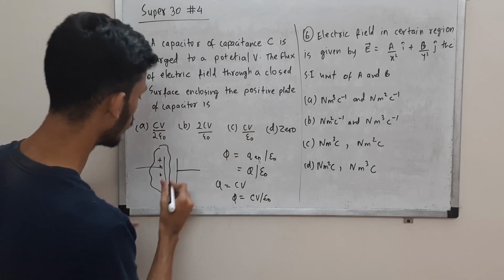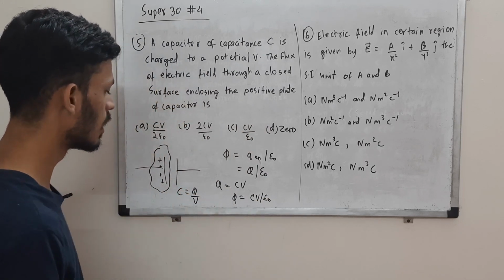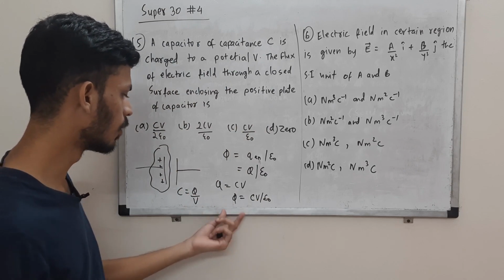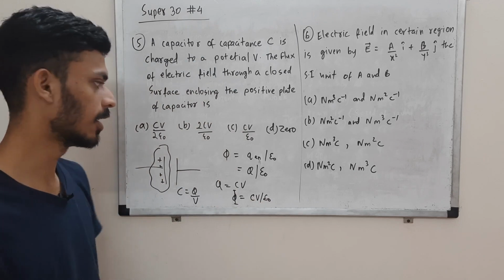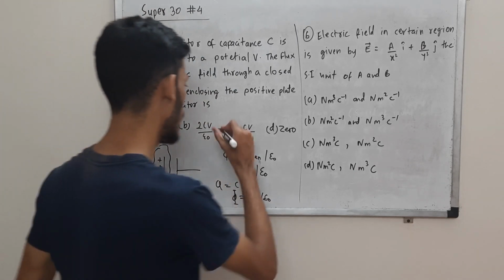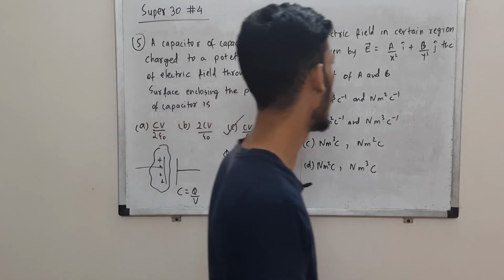So charge is CV, or you might remember this formula that C is Q by V. So Q is CV. The flux, this is phi, not Q. So phi is CV by epsilon naught. So basically it was charge enclosed by epsilon naught, and charge enclosed is CV. So that was the simple idea around here.